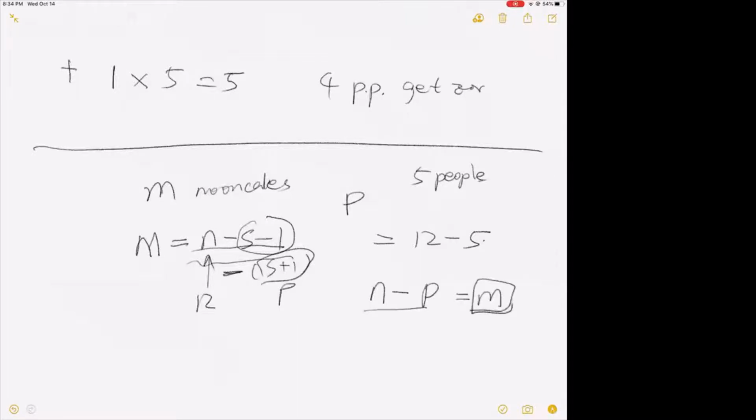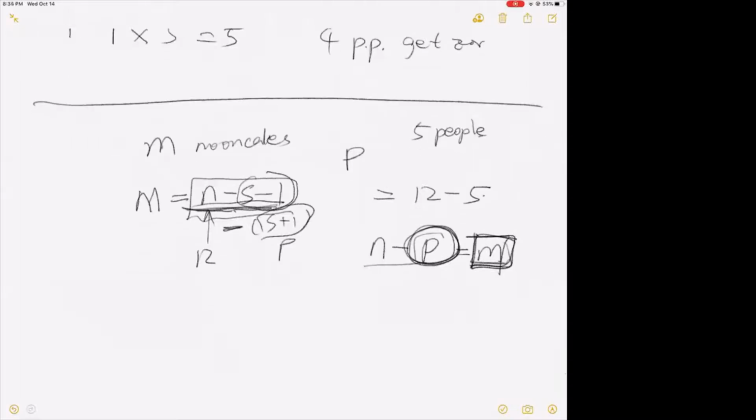So that means for the remaining M mooncakes, when you allocate these M to P people, then some of them may get zero, right? So that's where you get N minus S minus 1. I'd like you to understand why it is this rather than just get a formula. Keep going. Yeah, so then you get that N equals P plus M.